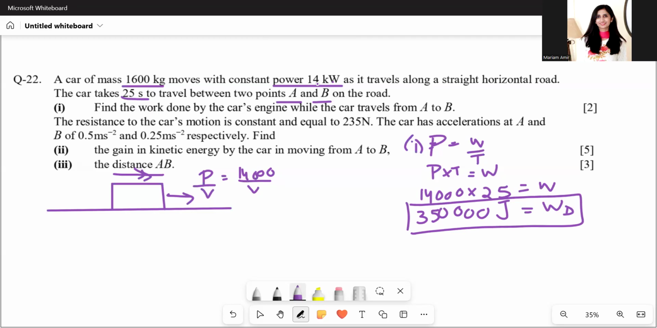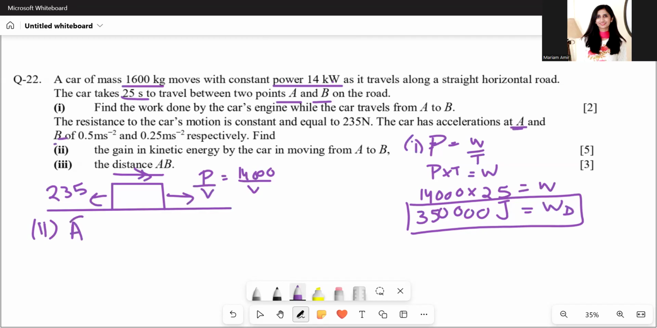Part two says that resistance to the car motion is constant and is equal to 235 newtons. The car has acceleration at A and B of 0.5 and 0.25 respectively. Find the gain in kinetic energy by the car in moving from A to B. What do you do for part two? You apply Newton's second law on this twice, once for A and once for B.